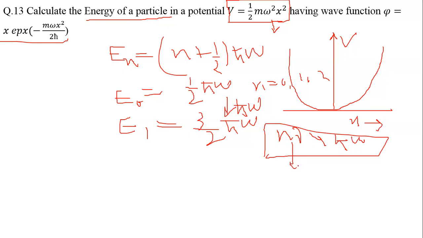So h nu, what is h nu? H nu is the energy of a photon. So the minimum quantized energy value is h nu. This is the difference between the two energy levels for a simple harmonic oscillator. And for a simple harmonic oscillator, we can have different energy levels corresponding to n equal to 0, 1, 2, 3 like that. So here E0 is the ground state.